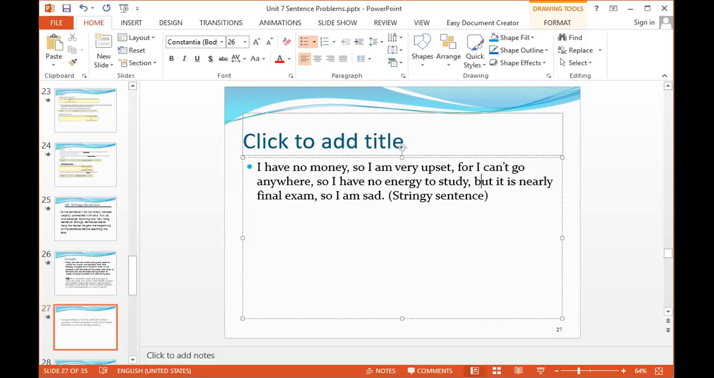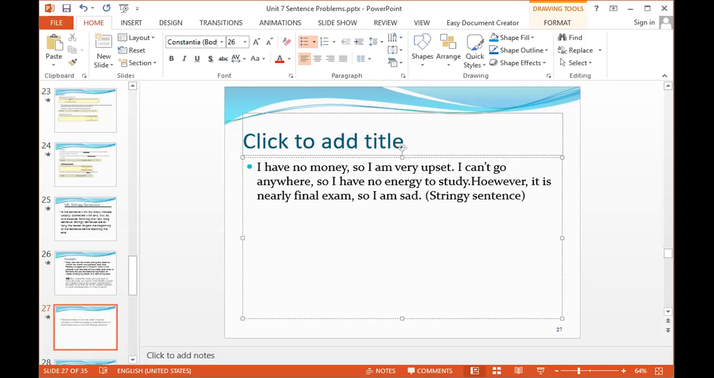Easy. Just combine two into one. Put a full stop here. I can't go anywhere, so I have no energy to study. Full stop. However, comma, it is nearly final exam, so I am sad. So you can just cut the sentence down into two. You can combine two or three together, not 5 or 6 sentences like this.